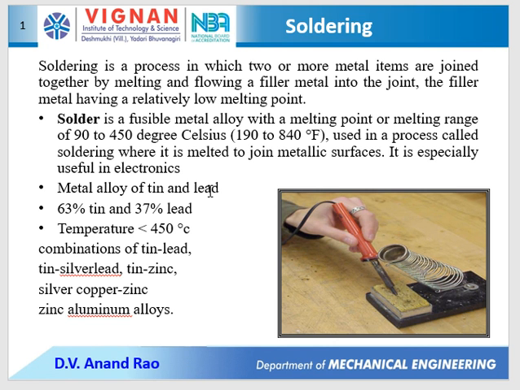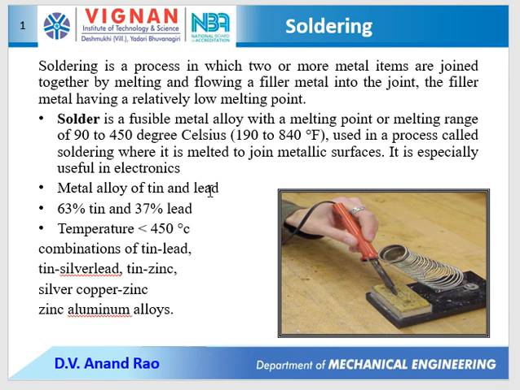In this, we can discuss main terms. First one is solder. What is solder? Just now we have discussed the soldering process. Solder is a fusible metal alloy with a melting point ranging between 90 to 450 degrees Celsius, used in a process called soldering where it is melted to join metallic surfaces. It is especially used in the electronics industry.